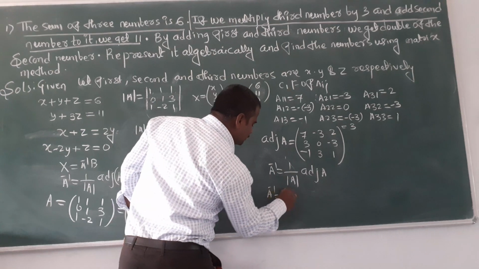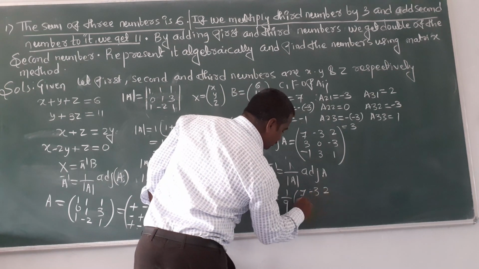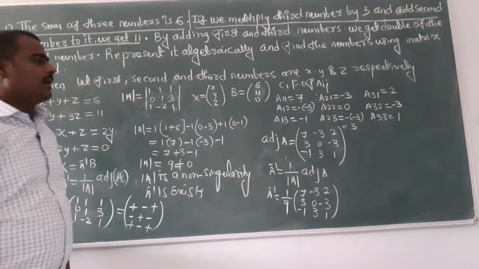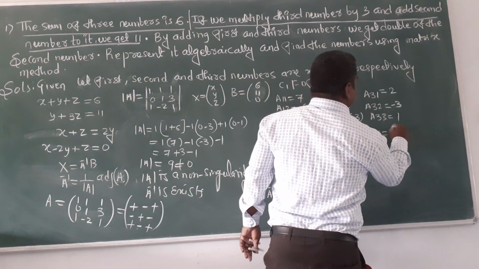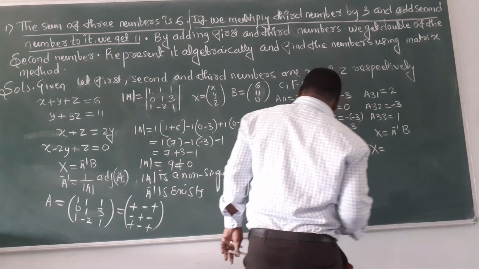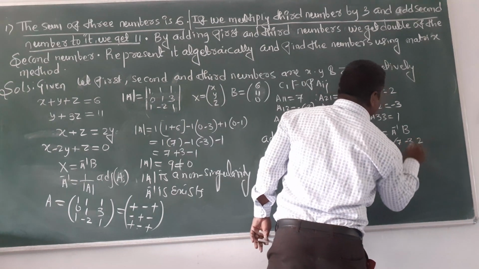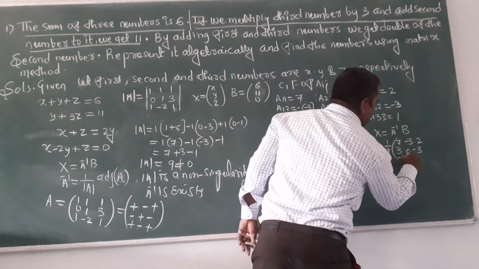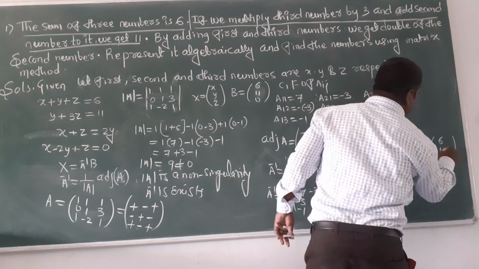So A inverse is 1 by 9 times [7, -3, 2; 3, 0, -3; -1, 3, 1]. So it is called A inverse. Next, we are going to find x is equal to A inverse B. So x is equal to A inverse, which means 1 by 9 times [7, -3, 2; 3, 0, -3; -1, 3, 1] into B, which is [6, 11, 0].